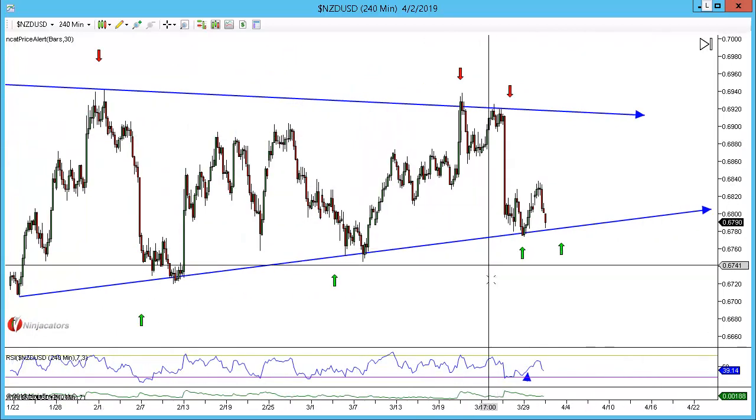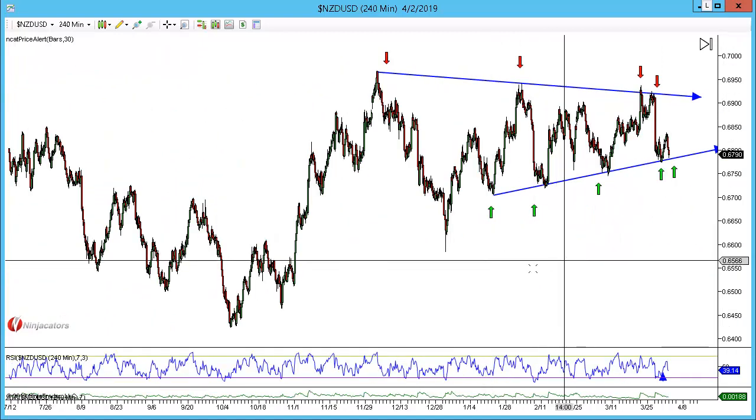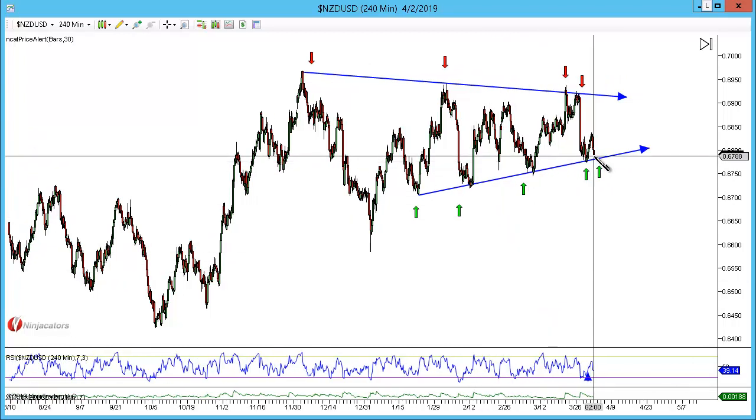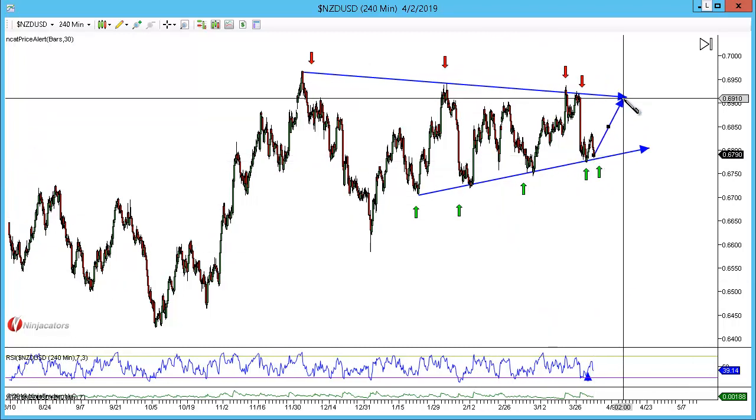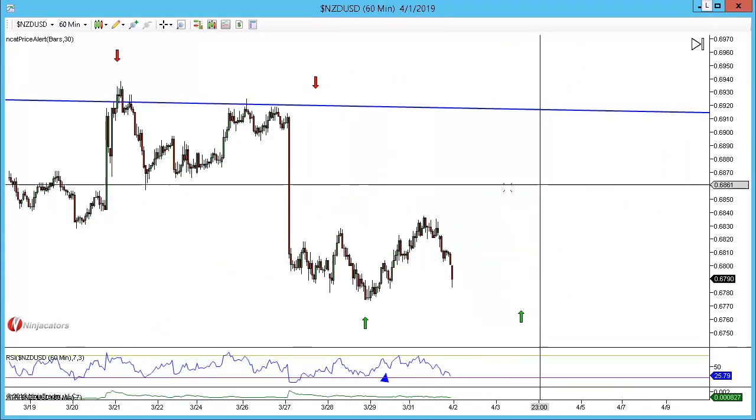Now what we're looking for is either a double bottom or a head and shoulders. That would be a reversal pattern or a rotation pattern, and it would be an indication that the market could turn at this point and go higher for another retest. So if we go down to the 60, we have a very nice head and shoulders right here.